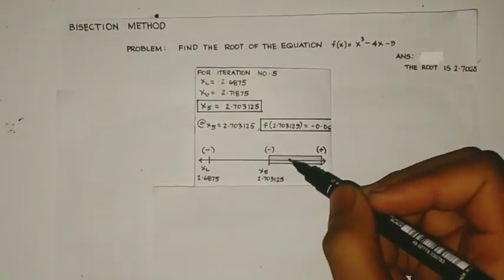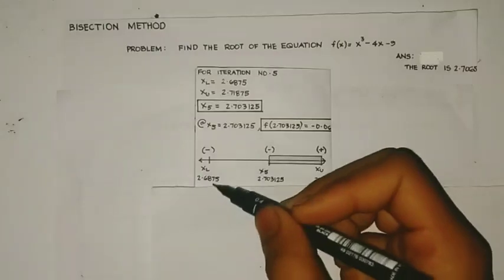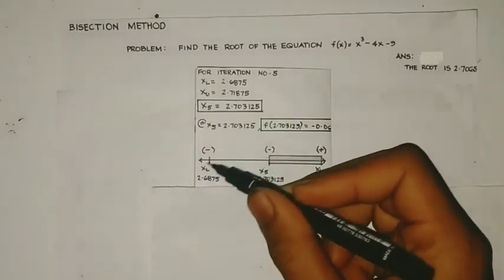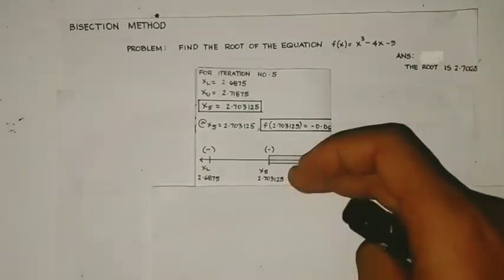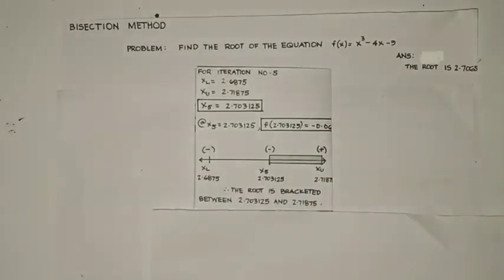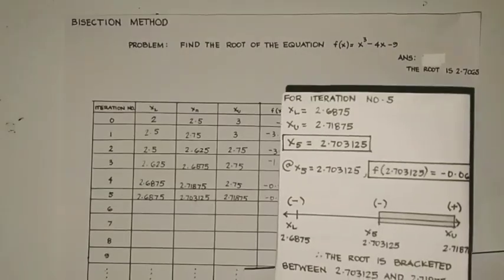So, pag i-graph natin, it is negative yung midpoint. Therefore, from x sub L to x sub 5, wala dyan yung root. And then yung root natin is located x sub 5 up to x sub U. So, may conclusion dyan sa baba. And now, it's time para i-fill up ulit sa table.